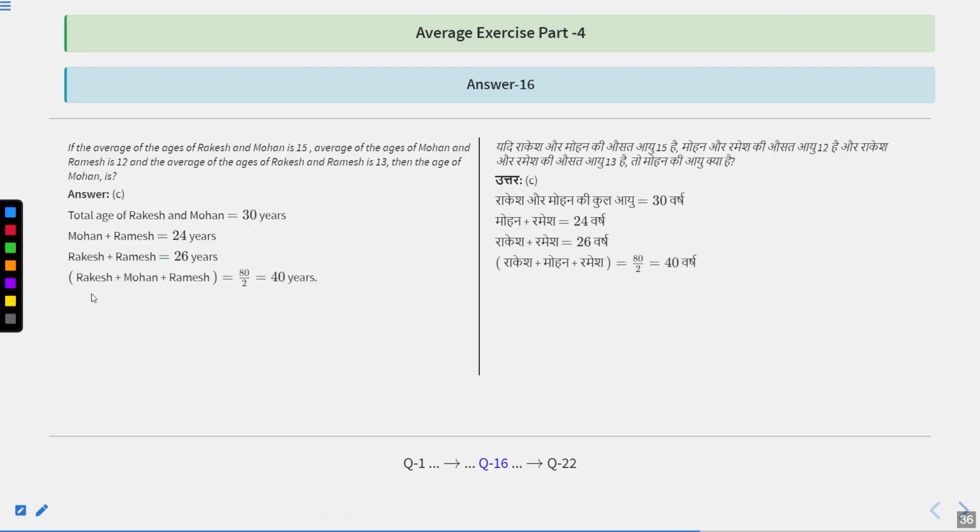Now for Rakesh, Mohan and Ramesh together. Clear? So what will be the total age? When we add them, we get 80, and 80 by 2 is 40 years. We can easily calculate it. Now, what is the age of Mohan? We just subtract the total age of Rakesh and Ramesh from the total age of Rakesh, Mohan and Ramesh. So 40 minus 26 is 14 years. Clear? Next one.